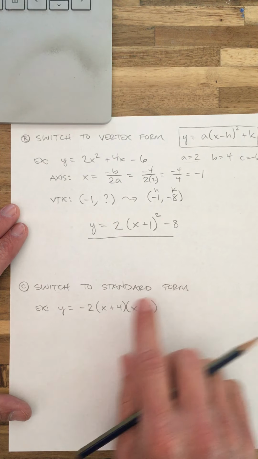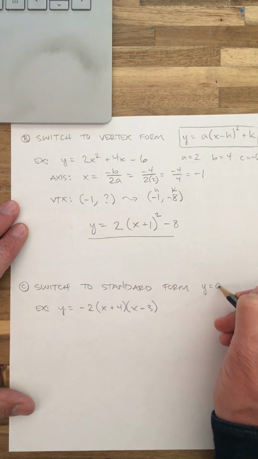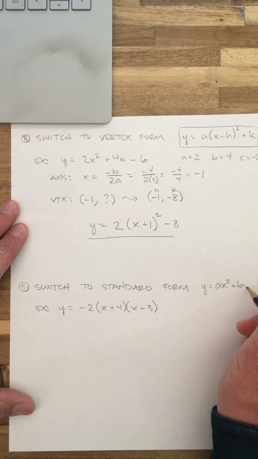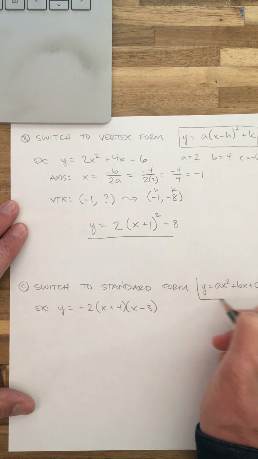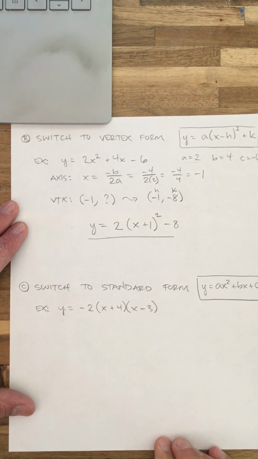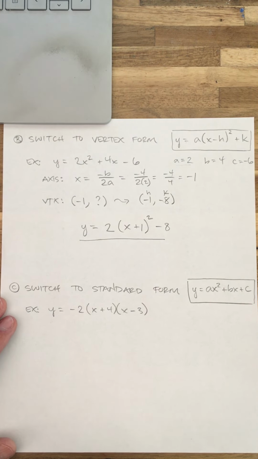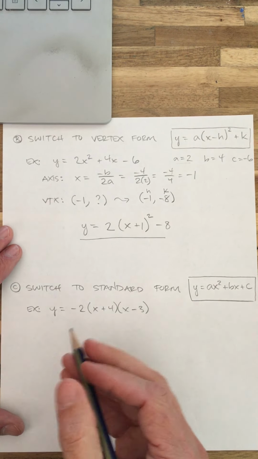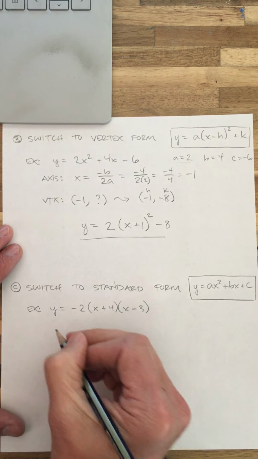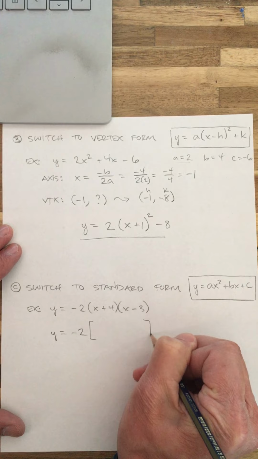We're going to switch this to standard form. Okay, and remember standard form is y equals ax squared plus bx plus c. Okay, that's our standard form. All right now what form is that in? That's right, that's in vertex form. Okay, so let's switch it to standard form. All right, so basically this is how you do it. I'm going to go step by step. We go y equals negative 2, and then you go like this.